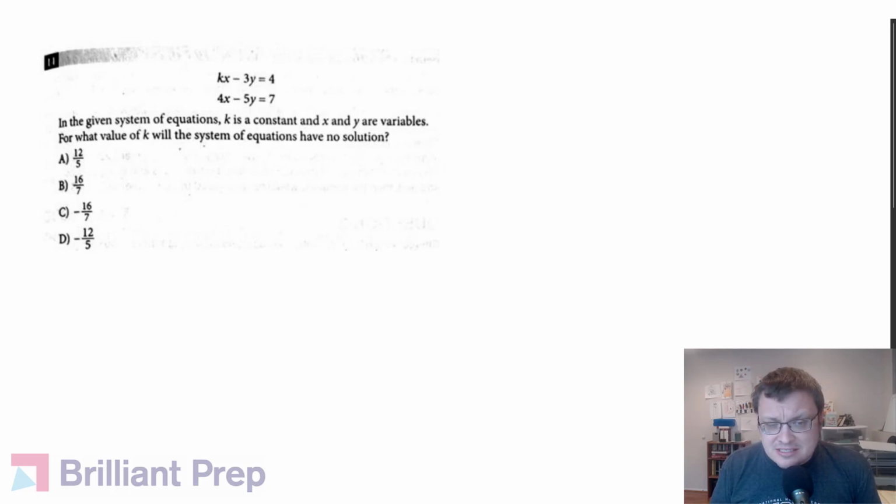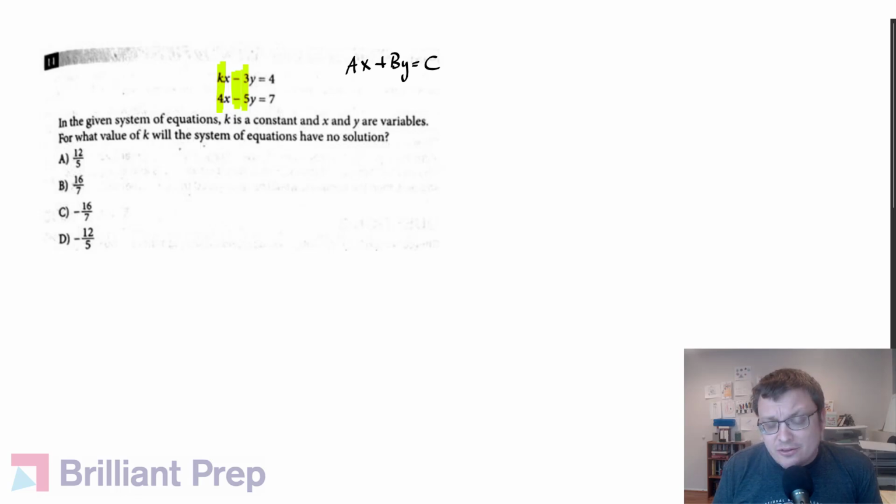We have here the system. We're told that this system should have no solutions, and we want to know the value of k that will make that happen. So the shortcut here is when you have your system of equations in this standard form of ax plus by equals c, when they're sort of stacked on top of each other, we can set up a proportion using the coefficients of the equation.